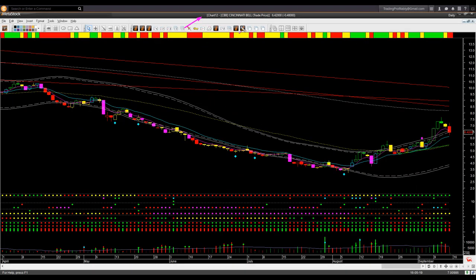This is CBB as of Friday's close. I suggested the long idea on this day. Your entry price should be at the close of that candle and stop loss should be just below the recent low, that is at this price point.